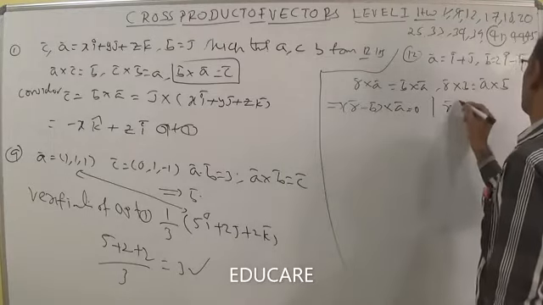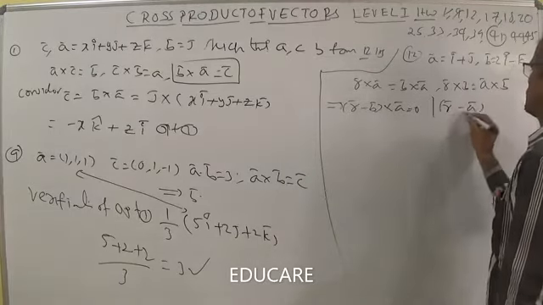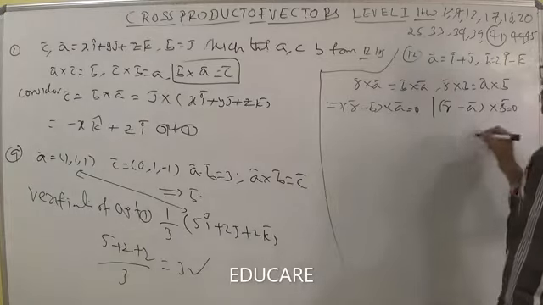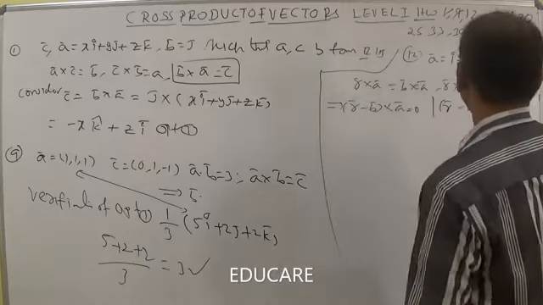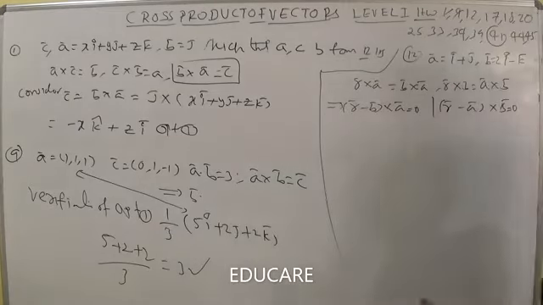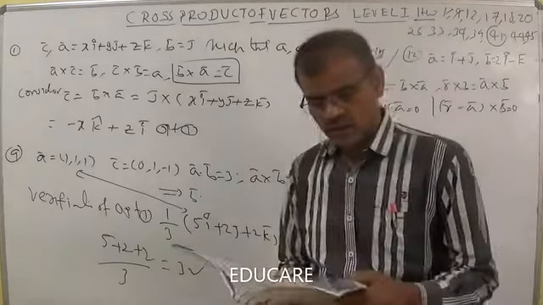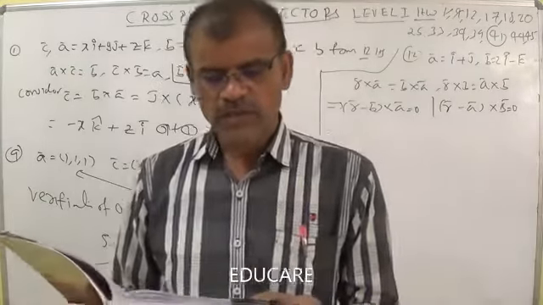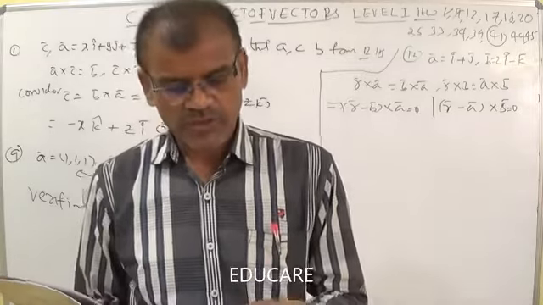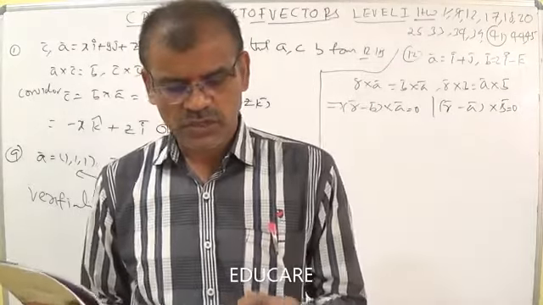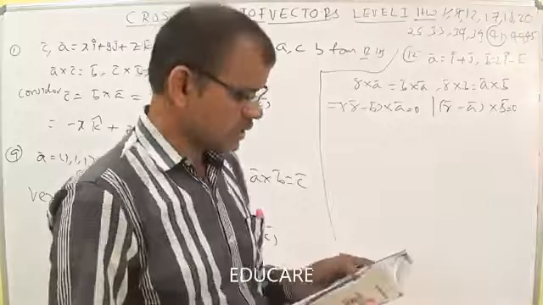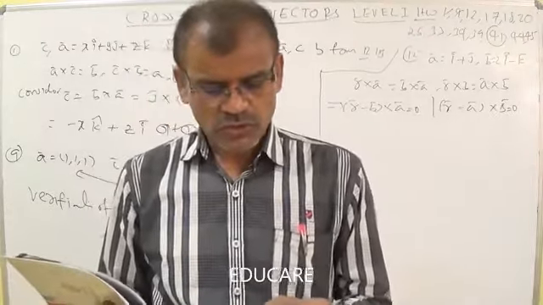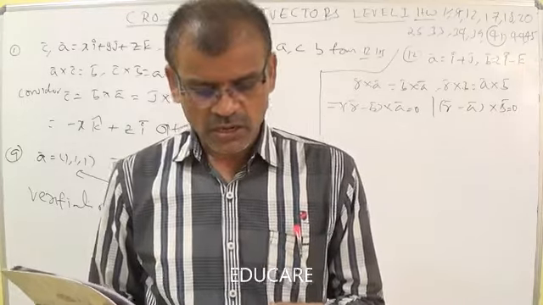And here you can write R bar minus A bar cross B bar equal to 0. R bar minus B bar parallel to A and R bar minus A bar parallel to B. Now what should we calculate? Read the question. A is I plus J, B is 2I minus K. R cross A is equal to B cross A given. Then R cross B is equal to A cross B also given. So we should calculate the vector R bar.